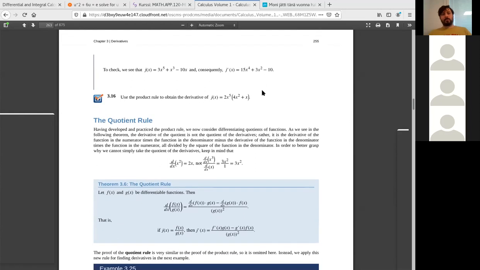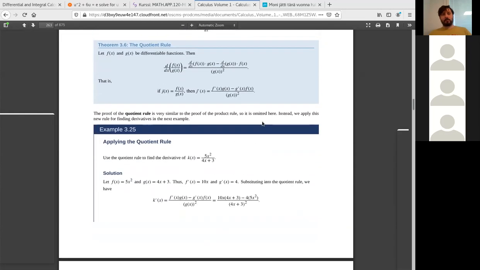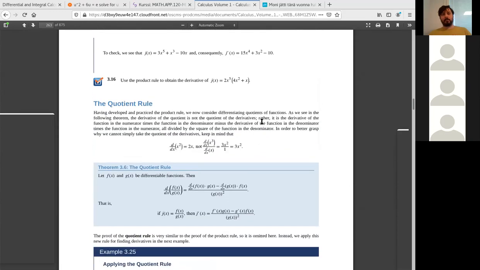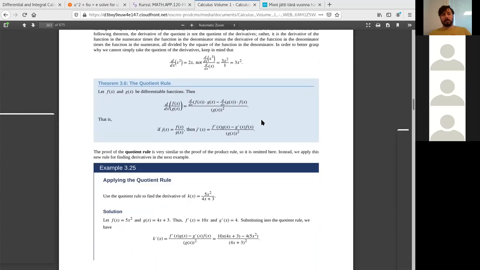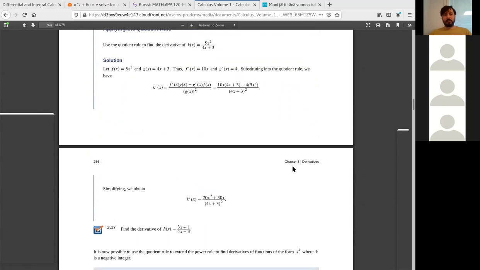We're not going to go into the quotient rule. You could, but not now. That's dividing f of x over g of x. It's very similar to the product rule. I think it's far easier for us to just omit it now.